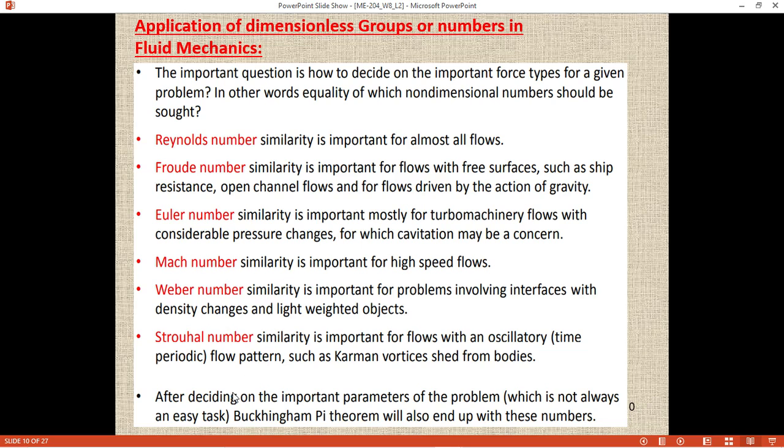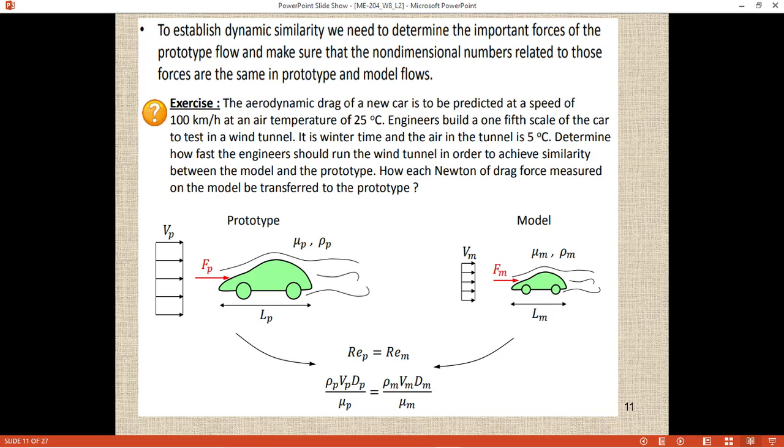After deciding on the important parameters of the problem, which is not always an easy task, the Buckingham pi theorem will also end up with these numbers. Once you find these numbers by using the Buckingham pi theorem, you can solve the problem very easily. To establish dynamic similarity, we need to determine the important forces for the prototype flow and make sure that the non-dimensional numbers related to those forces are the same in the prototype and the model flow.